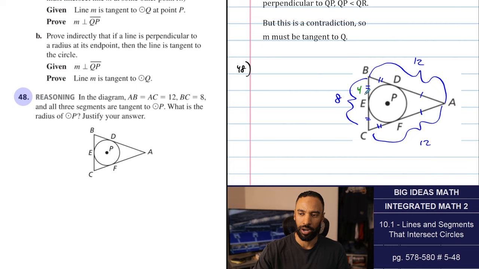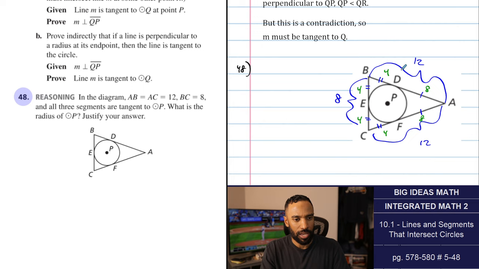minus 4 is 8, and 8. All right, there's good stuff. Is that the question? No. What is the radius of circle P? Justify your answer. So we got to find, well, any of these three things right here.